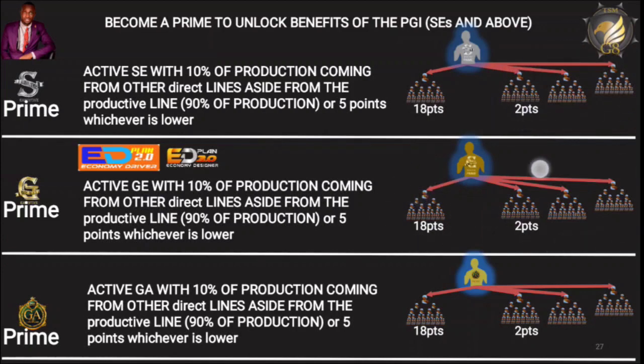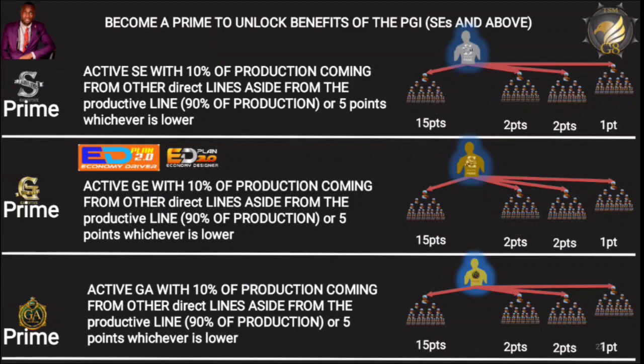90%, 10%. That is one way of becoming a prime. The second way of becoming a prime is when you have 5 points that is coming from the less productive line, and then the other productive line is giving you the remaining, okay?